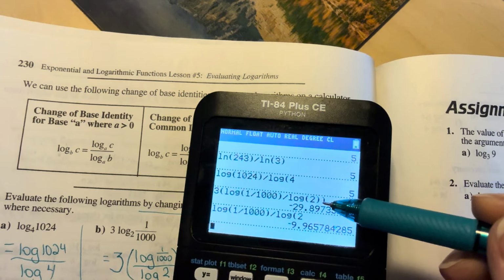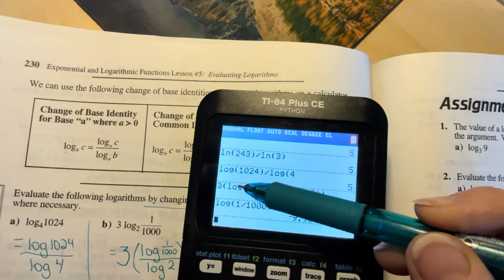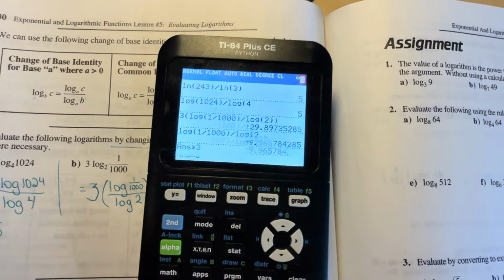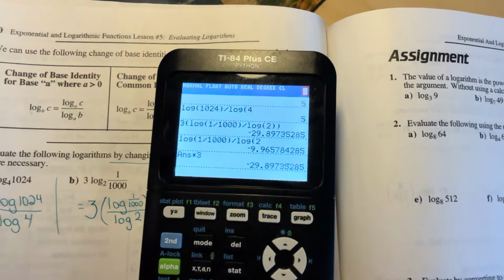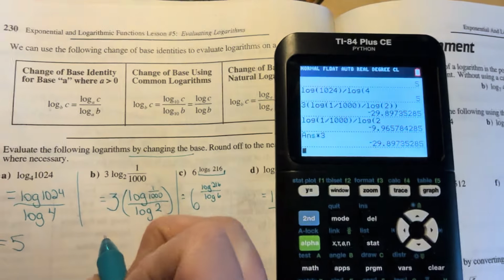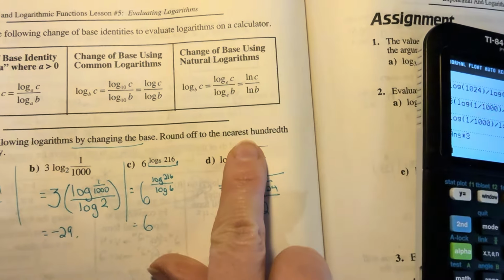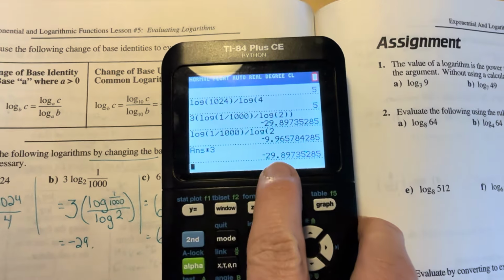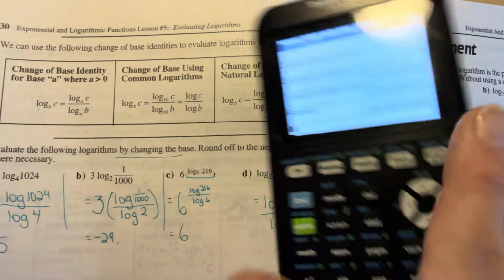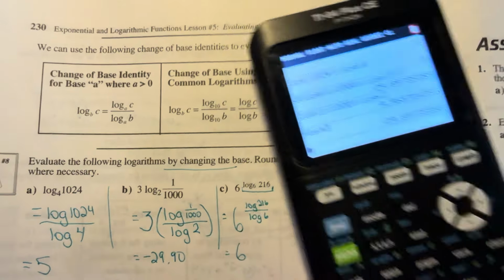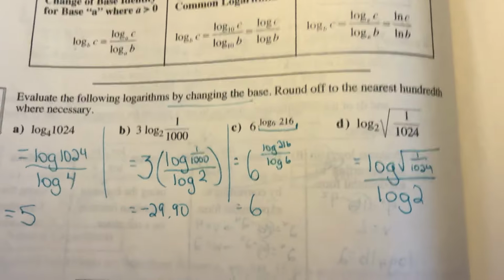Oh, snap. What did I do? Oh, yeah, now I need to multiply by 3. My bad. So I did do it right the first way. So negative 2.99, and then what does it tell us? To the nearest hundredth. So then that's going to be, 897 would round to 0.90.